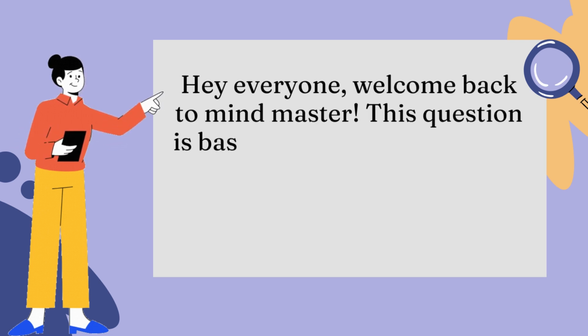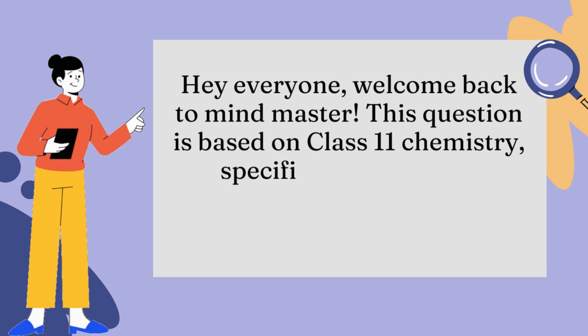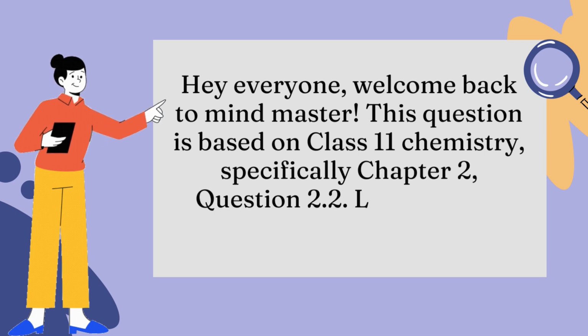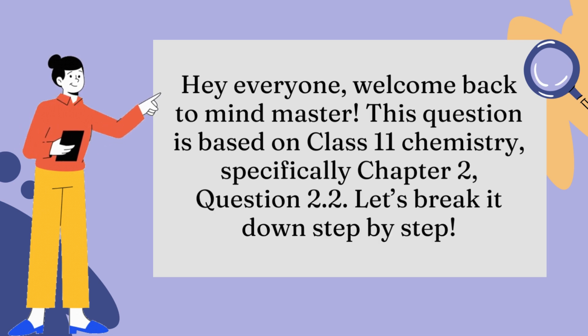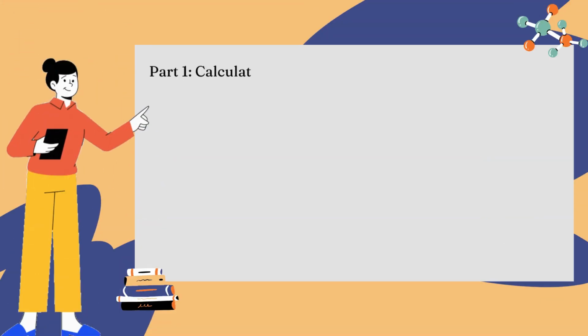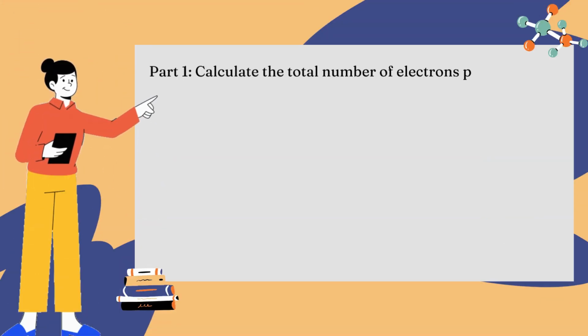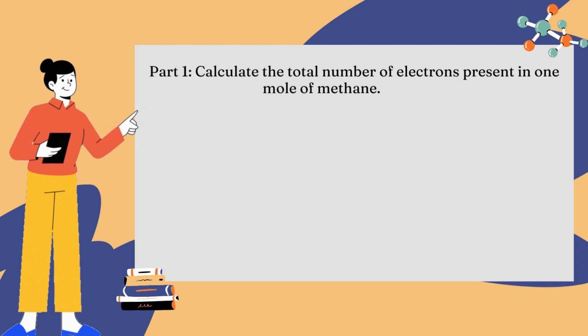This question is based on Class 11 Chemistry, specifically Chapter 2, Question 2.2. Let's break it down step by step. Part 1. Calculate the total number of electrons present in 1 mole of methane.